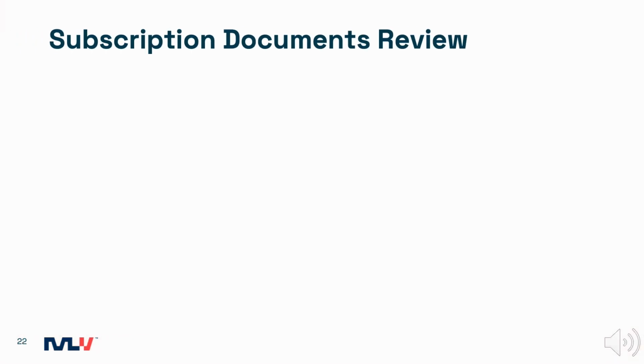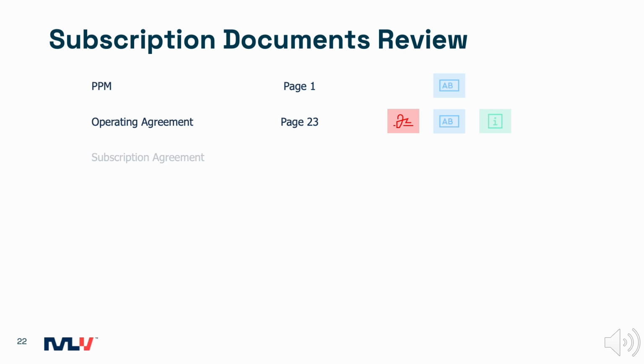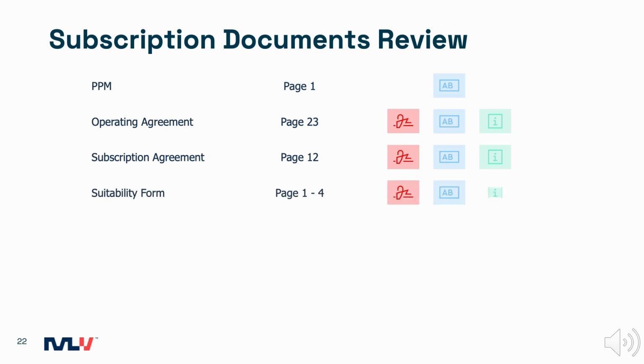To review which documents to sign, on page 1 of the PPM, the investor should print their name. On page 23 of the operating agreement, the investor should fill out the information requested, print their name, and sign. On page 12 of the subscription agreement, the investor should fill out the information requested, print their name, and sign. The investor should complete all 4 pages of the suitability form. On the last page, they should print their name and sign.